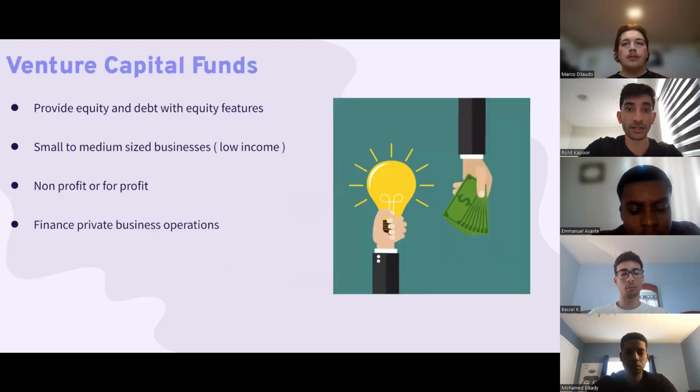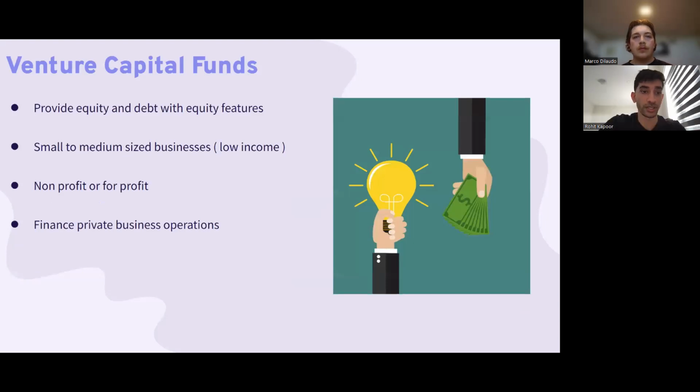Looking at the final structure, it's venture capital funds, and these are specialized funds that provide equity and debt financing, often with equity features, to small to medium-sized companies in low-income communities. These funds can be either nonprofit or for-profit organizations and play a critical role in financing private business operations in underserved communities. So those are the four structures of community development financial institutions, and now I'll be passing it on to Mohammed.